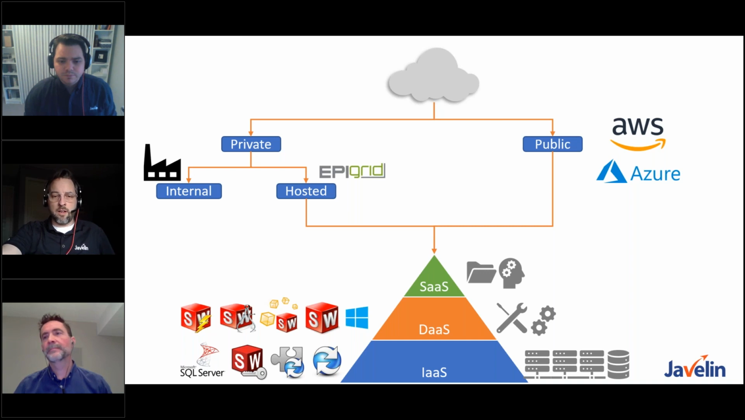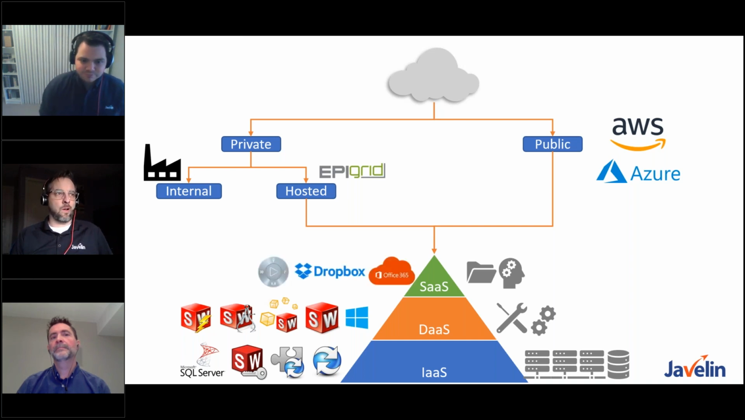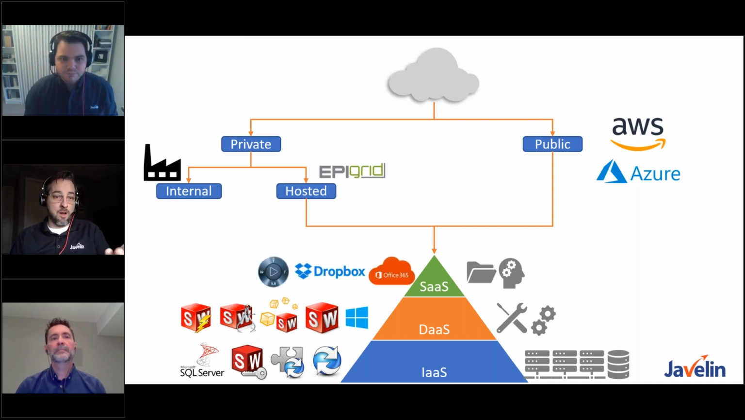And the last step, we've got software as a service. So these are software offerings that exist in the cloud and can be used by many, many people. When you think of software as a service, you think of things like Gmail or Office 365 or Dropbox or the 3D experience.